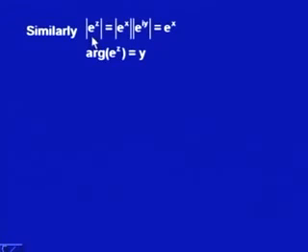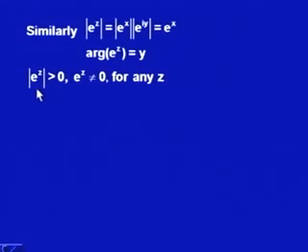Similarly, the magnitude of e^z is the magnitude of e^(x+iy), and this is written as e^x into e^(iy). Their magnitudes are multiplied, and the magnitude of e^(iy), that is |cos y + i sin y|, is equal to 1, and that gives us the magnitude of e^z is equal to e^x. Similarly, the argument of e^z is equal to y. One can also notice that the magnitude of e^z is always positive and e^z is not 0 for any value of z.